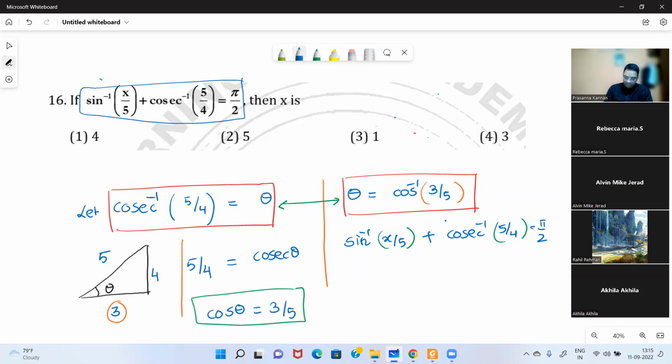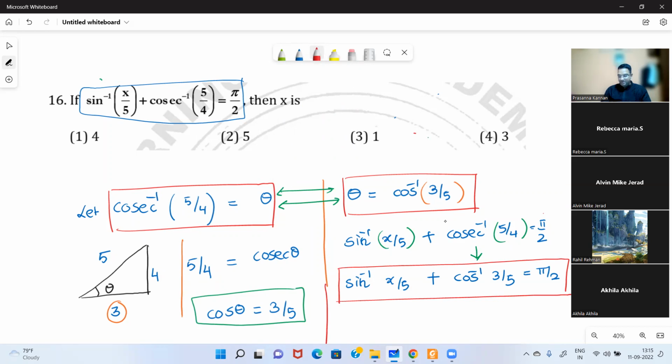Very good. So I can write this as sine inverse of x by 5 plus cosecant inverse of 5 by 4. We have already found that cosecant inverse 5 by 4 is nothing but cos inverse 3 by 5. So I can write this as sine inverse of x by 5 plus cos inverse 3 by 5, and that is equal to pi by 2, as given. You can get the answer immediately after this step, in my opinion.